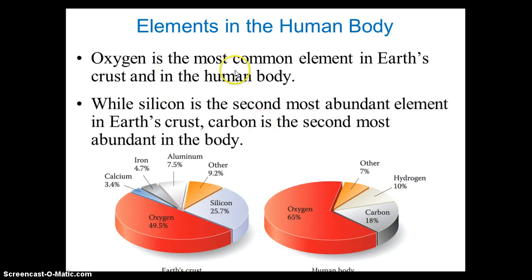Oxygen is the most common element in Earth's crust and in the human body, while silicon is the second most abundant element in Earth's crust. Carbon is second most abundant in the body. You can see in Earth's crust and the human body, the percentage of oxygen in both is higher. Silicon is higher in Earth's crust and carbon is higher in the human body.